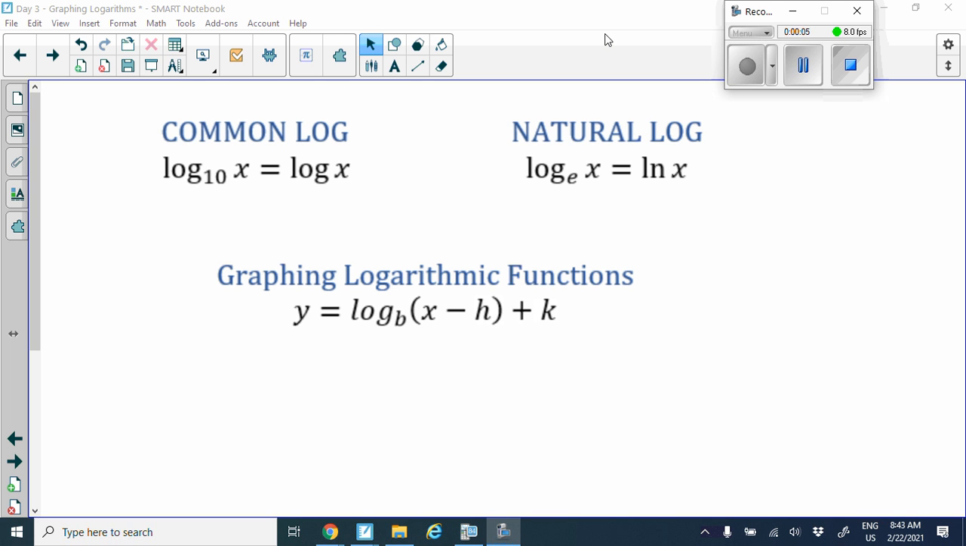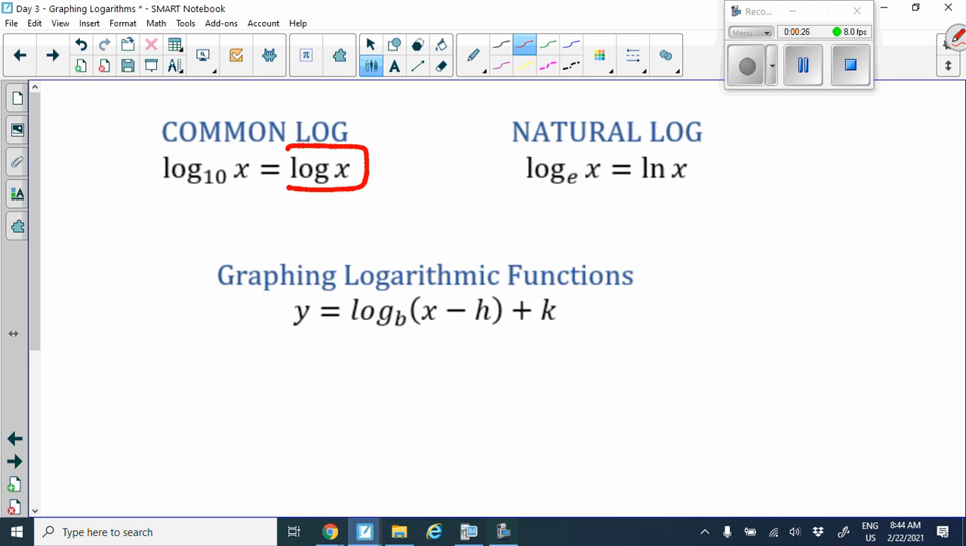We're now going into graphing logarithms. There are two special types of logarithms you need to learn. The first one is what we call the common log. This means when our logarithm has a base of 10, another way we write it is log of x. So anytime you don't see a base, just know that it's the common log, and that means log of x.